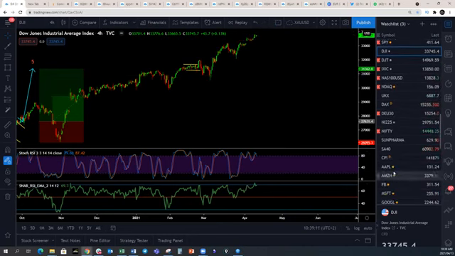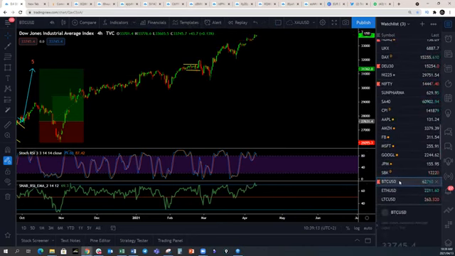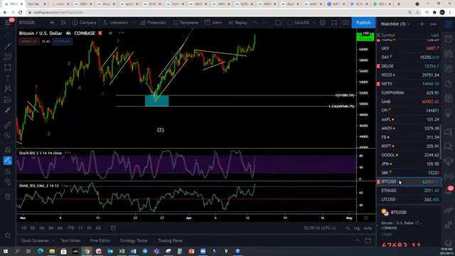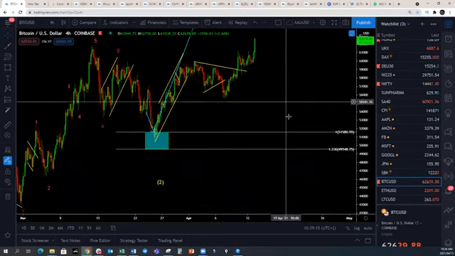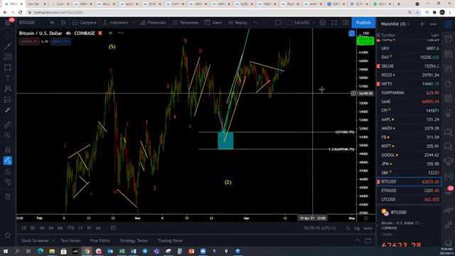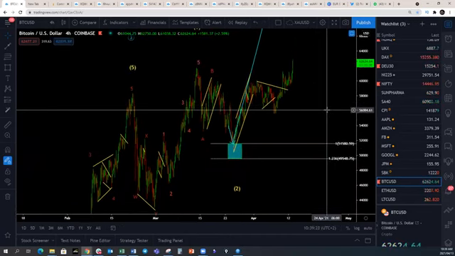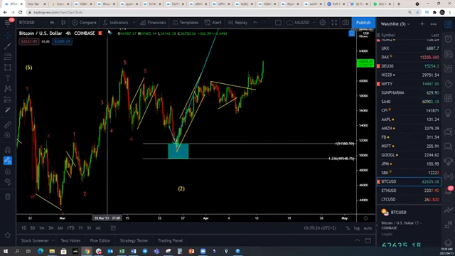Let's look at the cryptocurrencies. Bitcoin, 62,000, 63,000. Looking for further up highs. So nothing has changed from the analysis from the weekend.